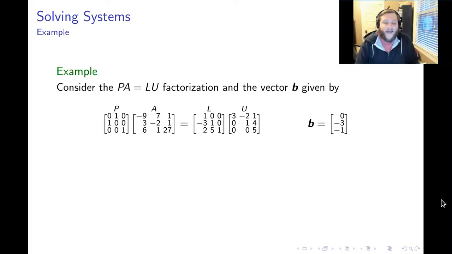Let's see this play out with an example. So in this example, someone is giving me PA equals LU, and they're giving me the vector B. The vector B here is 0, -3, -1. Just for the sake of review, let's remind ourselves of a few of the key intelligent things we can say about this matrix A because we're given PA equals LU. Well, A is 3 by 3, and it looks like U here, which is in row echelon form, has rank 3. So that actually tells us that A also has rank 3, so consequently A is non-singular.